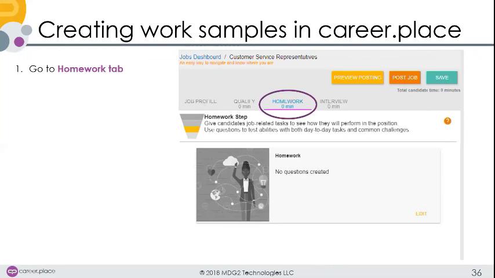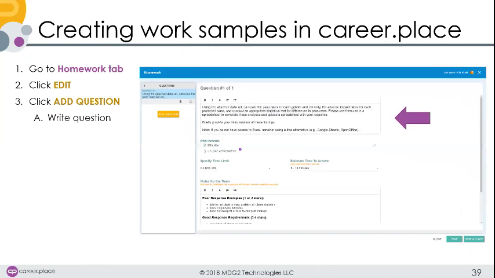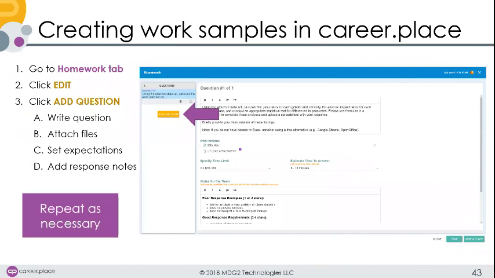Once you've created your job, go to the Homework tab, click the Edit button, and click Add Question. And here you can start filling everything in. Up here is where you write your question. Here's where you can upload any attachments necessary. Here you can set your expectations regarding time and the length of response. You can provide confidential notes to your hiring team here, and then repeat that as necessary. That's how easy it is to set up a work sample question.